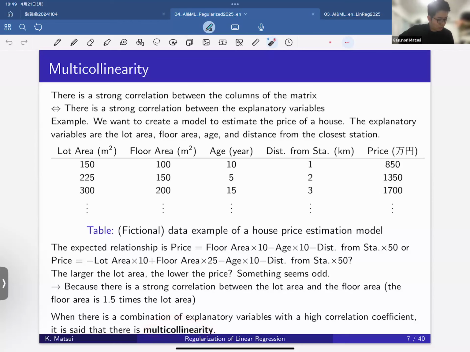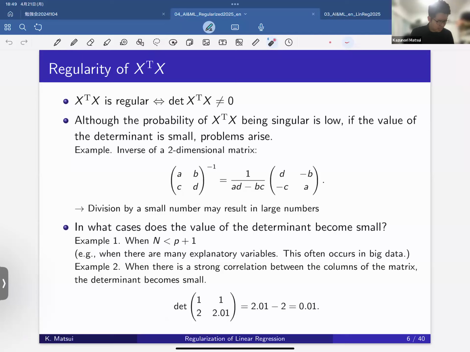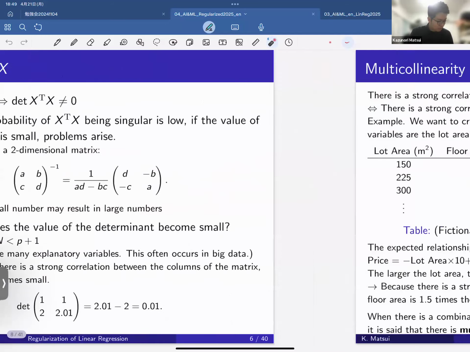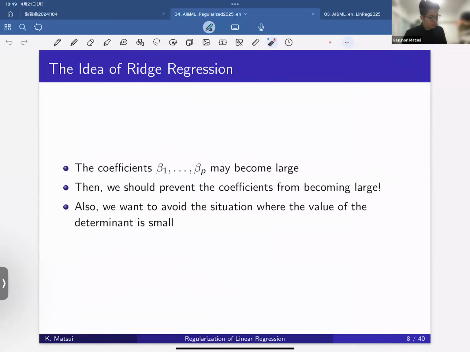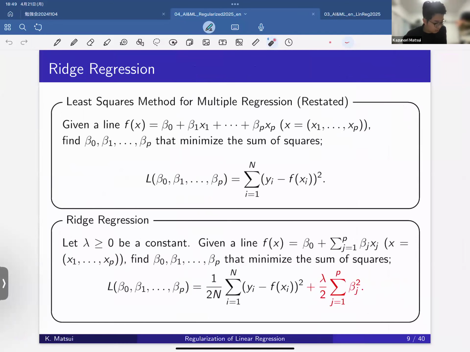So how do we fix this? Looking back at the original page, we can see that dividing by a small number can make the numbers become large. The problem is that the coefficients beta 1 to beta p may be large. So the idea is to prevent these coefficients from becoming too large. We also want to avoid the situation where the determinant value is small. This led to the development of ridge regression.